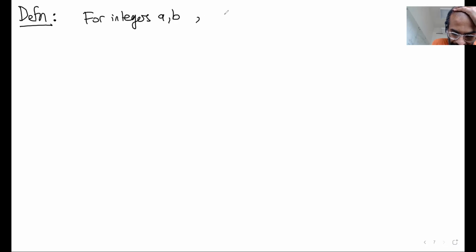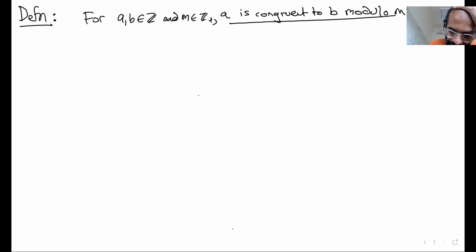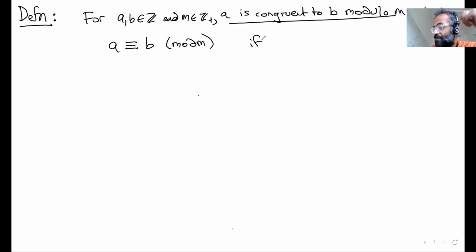So here's a key definition. For a, b integers and m a positive integer, a is congruent to b modulo m, denoted a, this triple equal sign b mod m, if a and b have the same remainder modulo m.